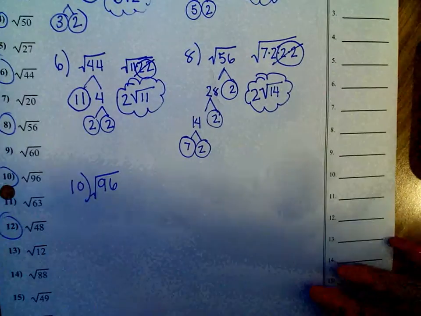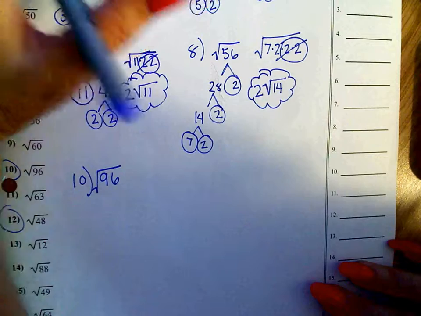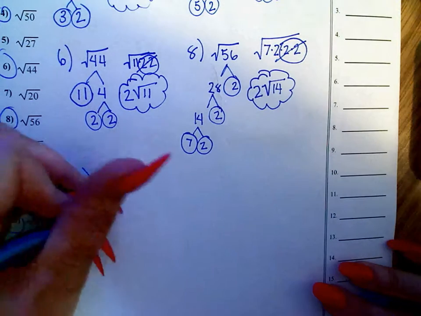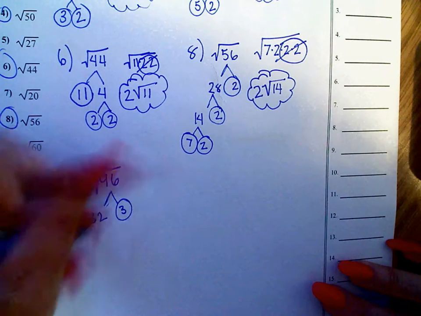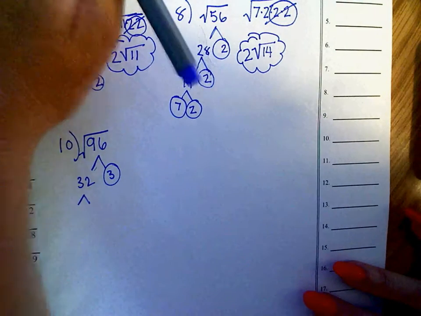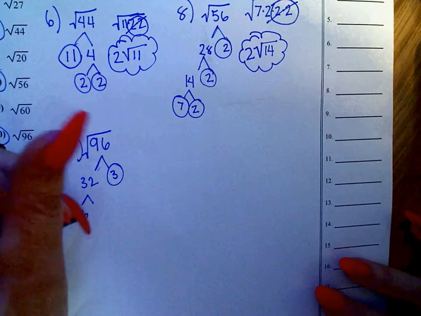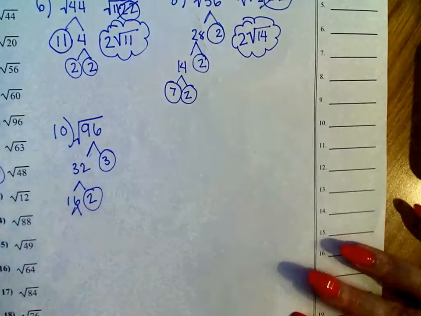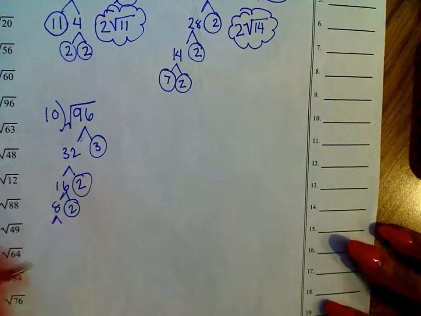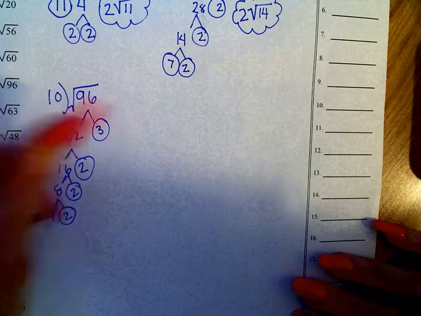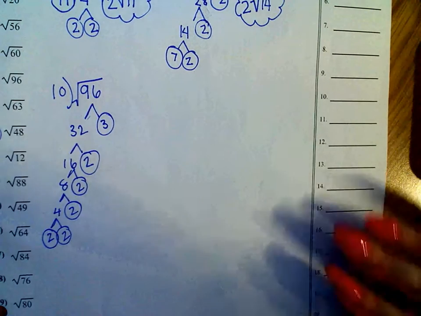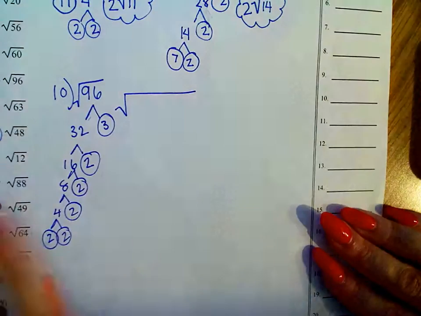Okay. Number 10, 96. I'm going to divide this one by 2 also. Well, I'm going to divide it by 3. Yeah, 32 and 3. 32, we can divide that one by 2. 16 times 2, and then 16 we can do 8 times 2, and 8 we can do 4 times 2, this is a long one, and 4 we can do 2 times 2. So we're going to have more than one pair here.